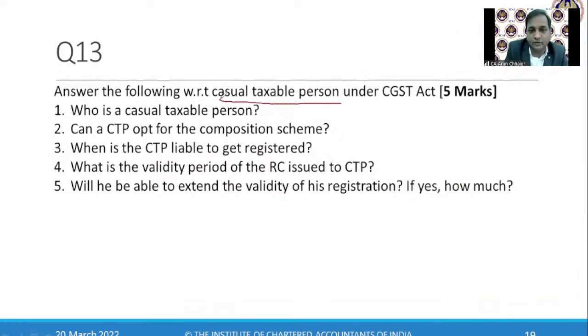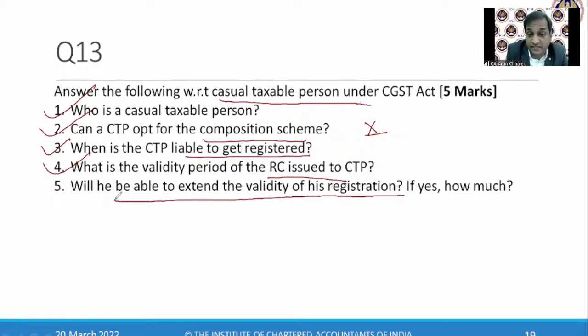Question number 13: can a casual taxable person opt for the composition scheme? Answer would be no. You need to go to section 10, subsection 2. What is the time by which the CTP is liable to get registered? Same answer as for the NRTP, 5 days in advance before the start of the business. What is the validity period? The period which has been selected, but the maximum period is 90 days. Will he be able to extend? Answer is yes. How much? 90 days. I hope this part is also clear to all.